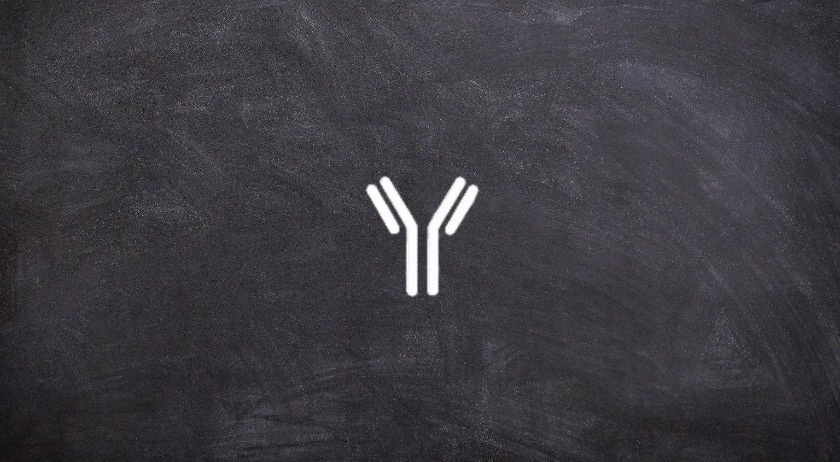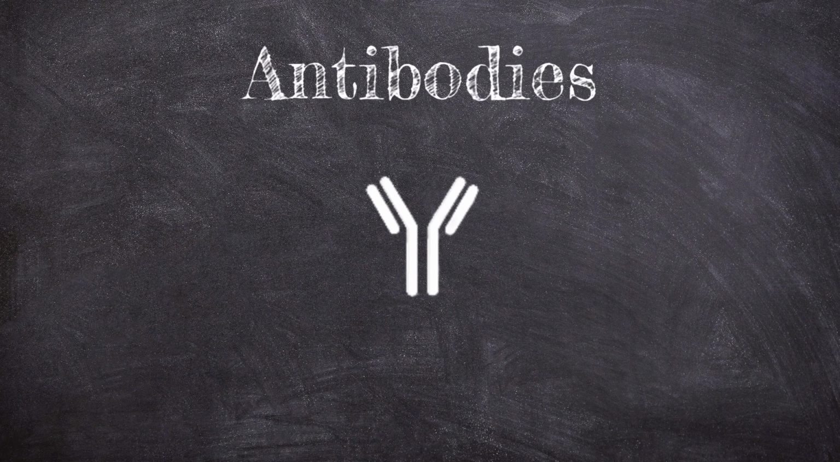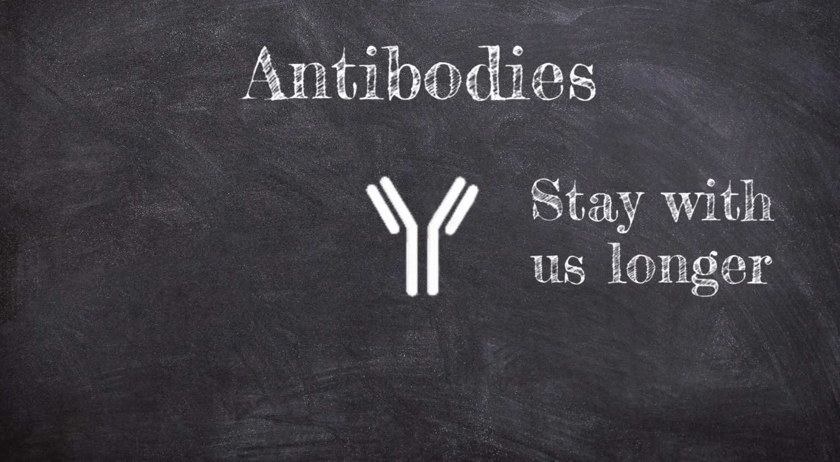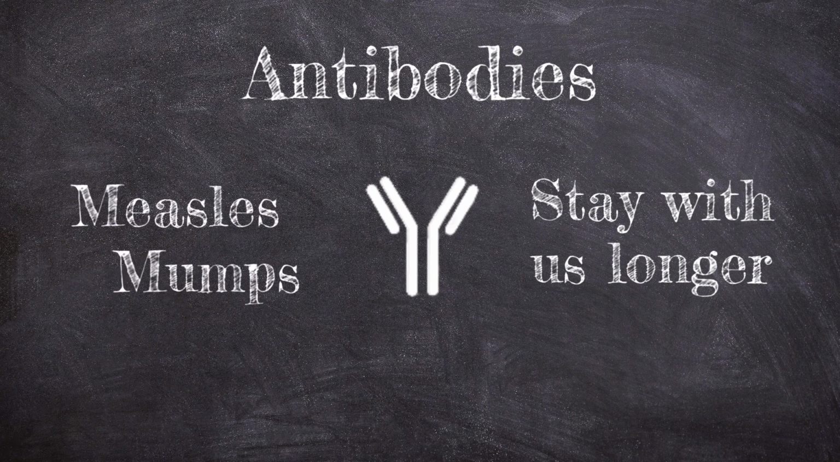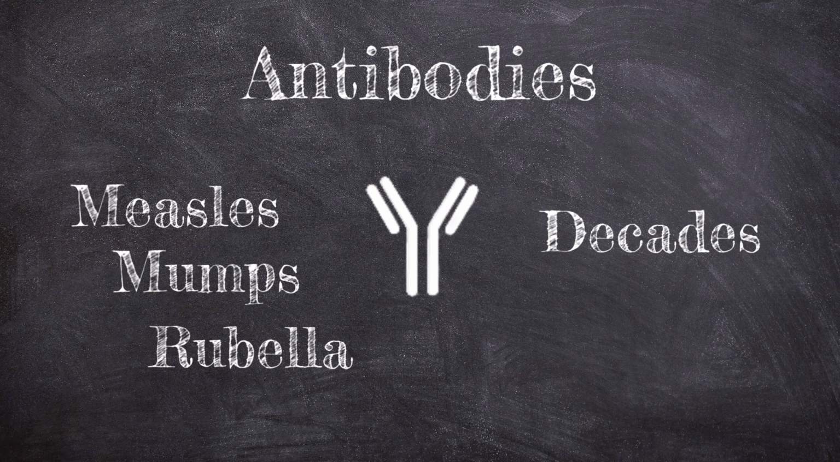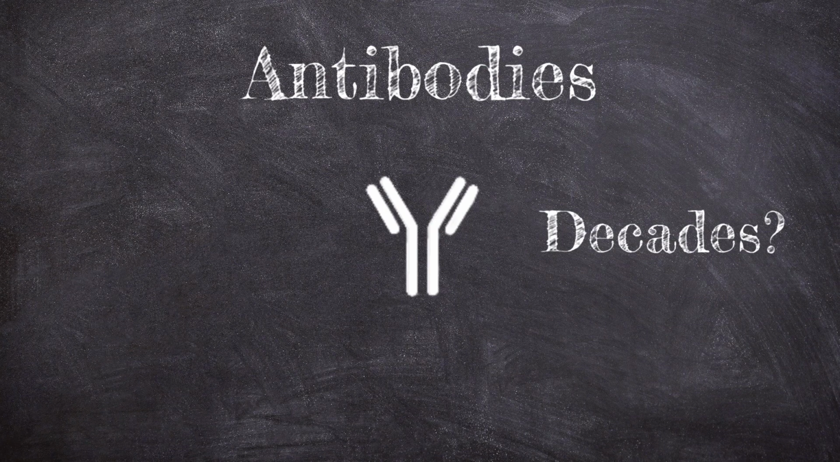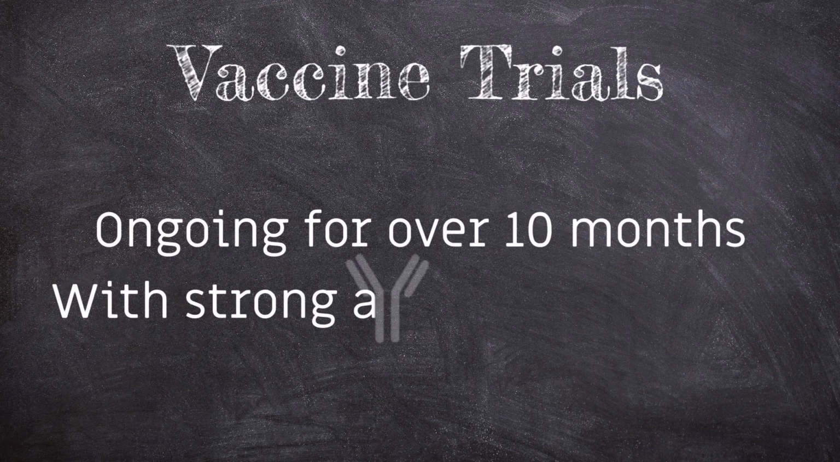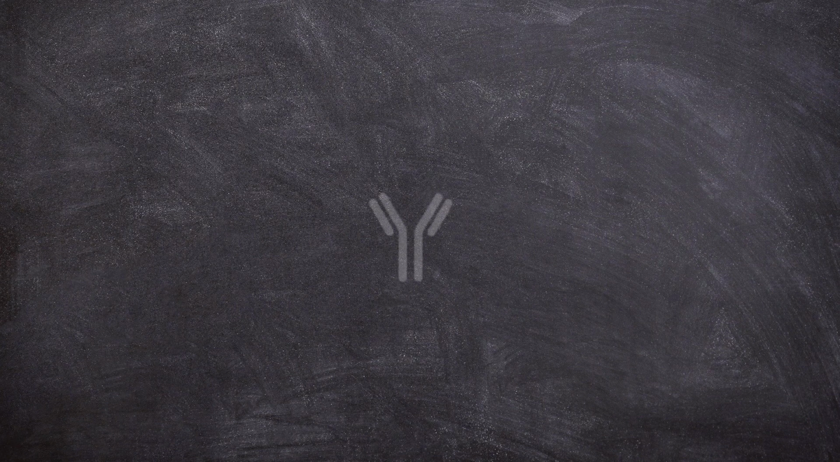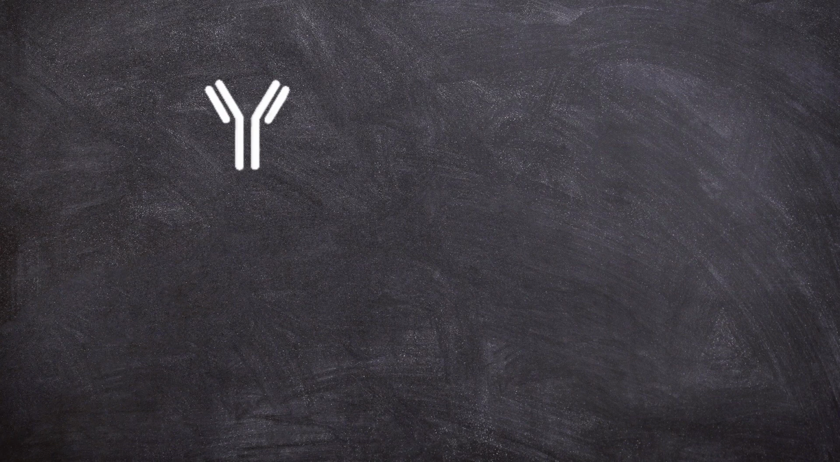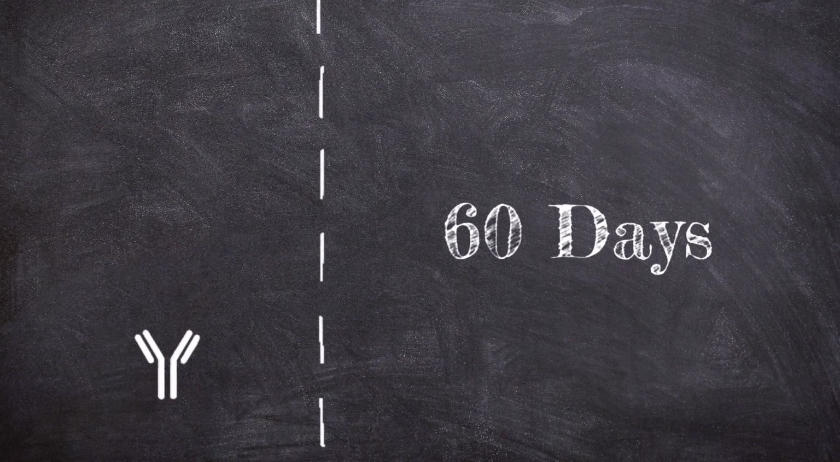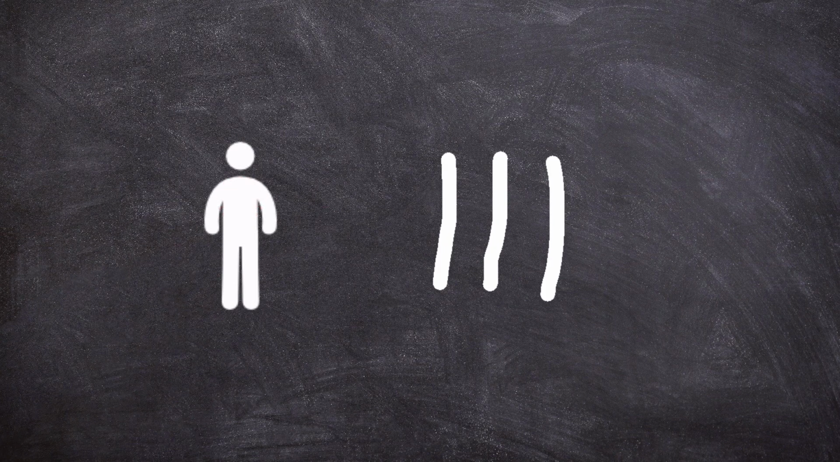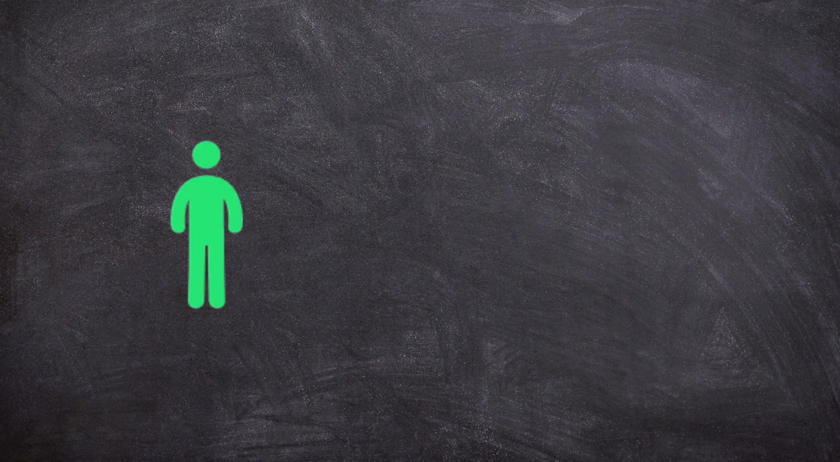Additionally, studies that have occurred since the 1950s have shown that antibodies developed by vaccination tend to stay with us longer, and some vaccine antibodies, like for measles, mumps, and rubella, can protect us for decades. While we do not know how long immunity will last with the COVID-19 vaccine, we do know that the vaccine trials have been ongoing for over 10 months with strong antibody response. We also know that antibodies for COVID-19 disease contracted naturally generally start declining after 60 days. This is why we have unvaccinated people who have contracted COVID-19 with symptoms more than once. We have all witnessed cases of vaccinated people testing positive with COVID-19 with little or no symptoms.